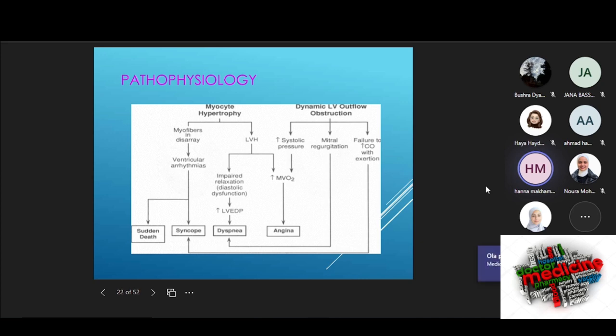Dynamic, why? Because it changes with position, it changes with basically the preload. What determines the preload determines the symptoms. For example, if the patient is dehydrated, then he's more symptomatic. If the patient is standing, then he's more symptomatic. If the patient is taking diuretics, for example, for whatever reason, then he is preload depleted. So anything that leads to more obstruction leads to more symptoms.